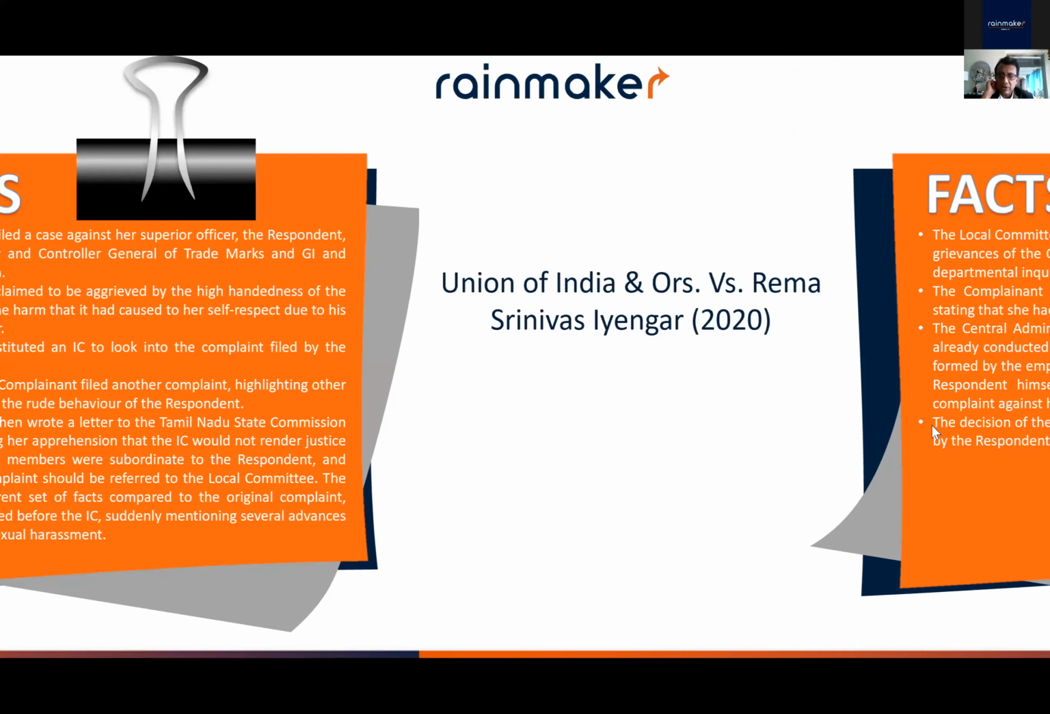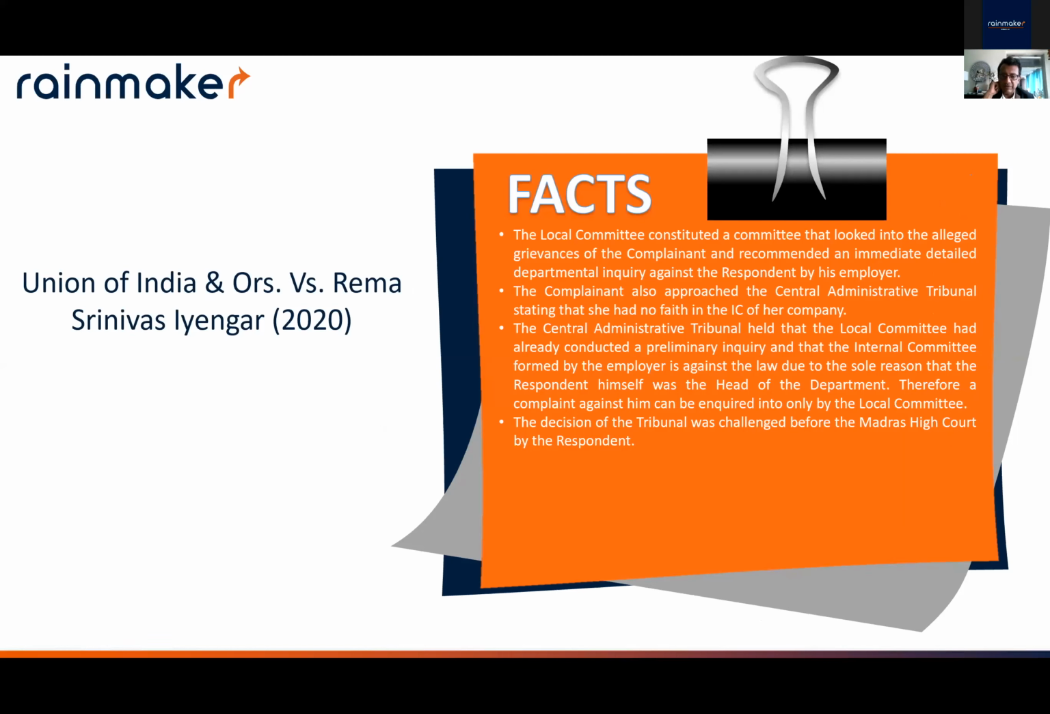The local committee constituted a committee that looked into the alleged grievances of the complainant and recommended an immediate detailed departmental inquiry against the respondent by his employer. The complainant also approached the Central Administrative Tribunal, CAT, stating that she had no faith in the IC of a company. So basically, the complainant is now filing complaints left, right, and center in multiple fora.